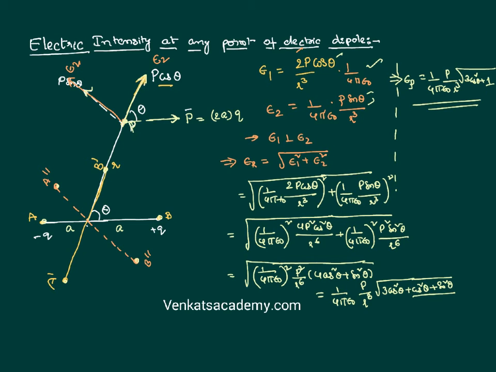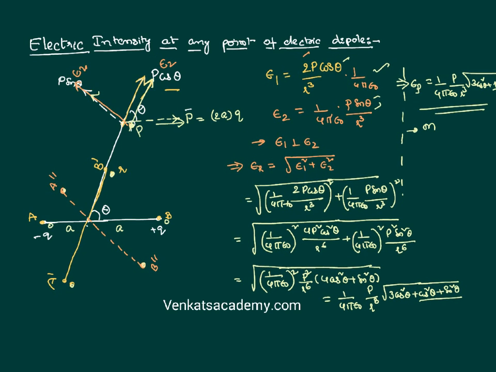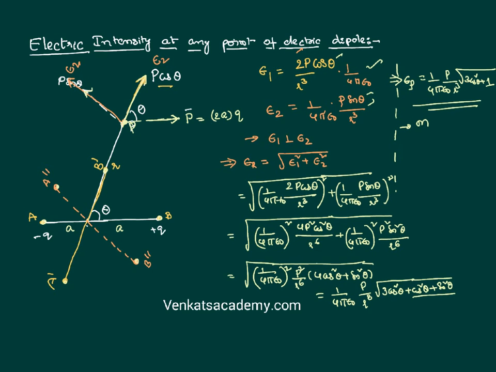Say for example, if the point is on an axial line, then the theta value becomes automatically 0. Cos 0 is 1, then E axial will become 1 by 4 pi epsilon naught P by R cube of square root of 3 plus 1, that's nothing but 2. That gives a general formula for us: 2 P by 4 pi epsilon naught R cube on axial line.